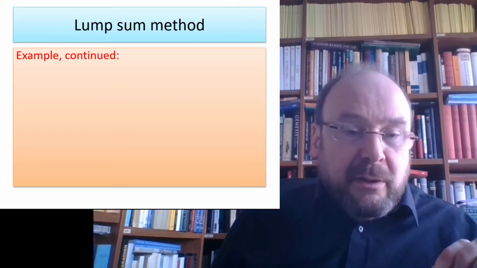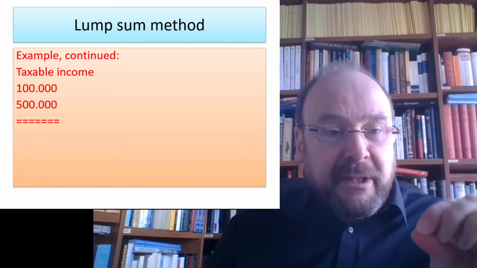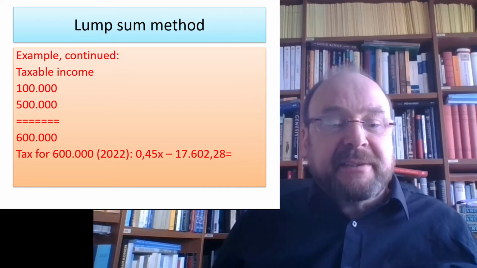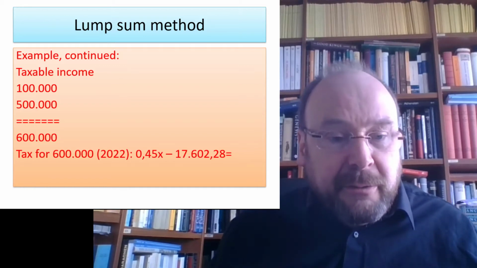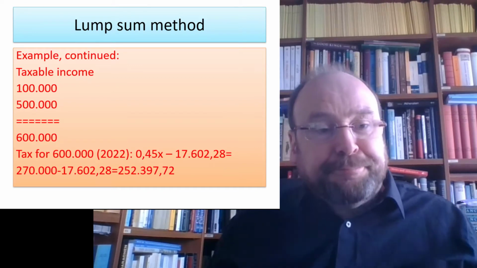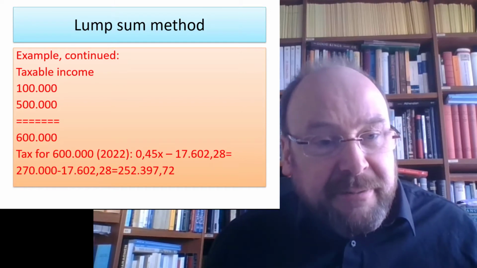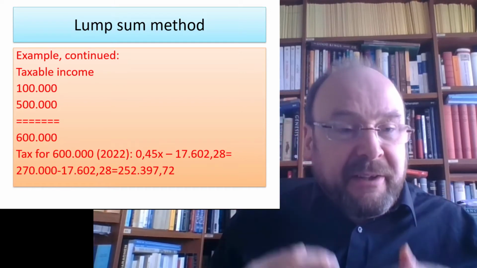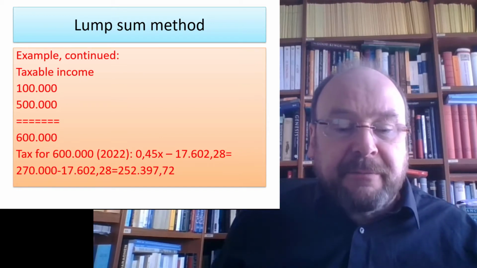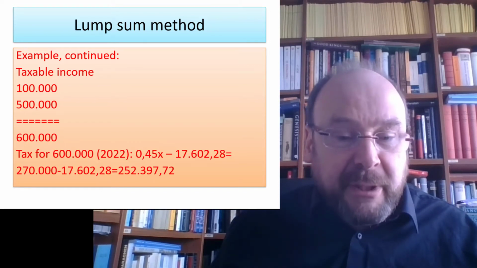So, 100,000 from the inland, 500,000 from abroad, total amount 600,000. Now, 600,000 leads to a tax of, in 2022, 252,397. So that's your total tax. And as you see, we have calculated that on the basis of the full 600,000. So the progressive rate is automatically the right one. You have been taxed at the percentage which is adequate for your complete wealth.